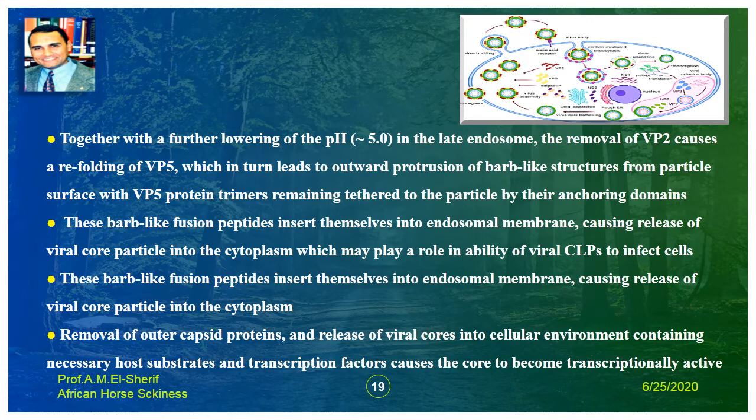Together with a further lowering of pH in the late endosome, the removal of viral VP2 causes a refolding of VP5, which in turn leads to outward protrusion of prop-like structures from the particle surface, with viral protein 5 trimers remaining tethered to the particle by their anchoring domains.